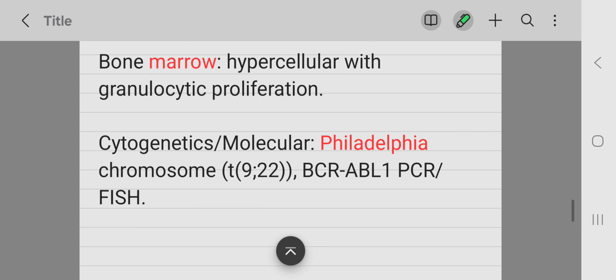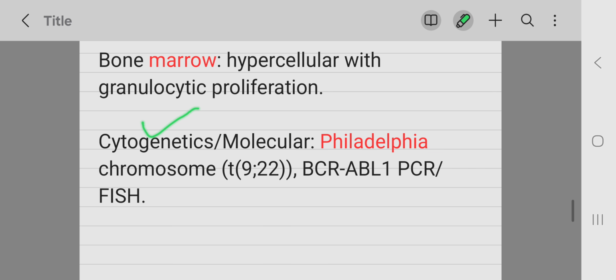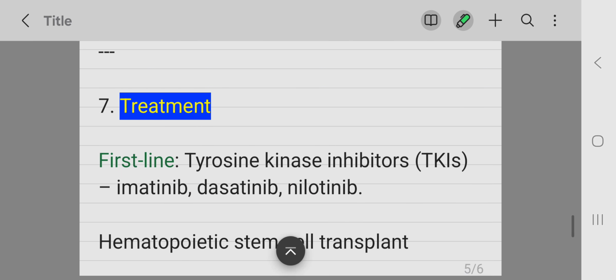After these investigations, you should go for cytogenetics. And as I have told you, there is the Philadelphia chromosome leading to t(9;22) translocation, BCR-ABL fusion leading to increase in tyrosine kinase activity, increase in proliferation and decrease in apoptosis.